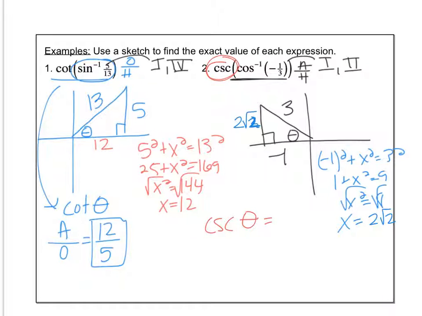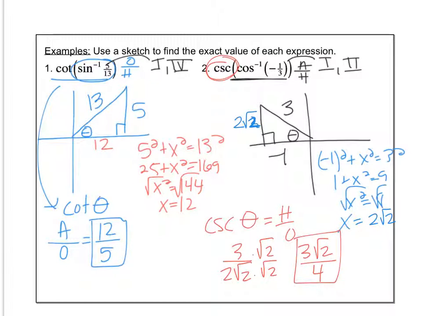Cosecant is hypotenuse over opposite, so it's going to be 3 over 2 radical 2, which I then have to rationalize. You get 3 radical 2 over, just be careful when you rationalize this, the radical 2's make 2, but then you got to multiply it by the outside 2, so it should be 4. Good? Questions?